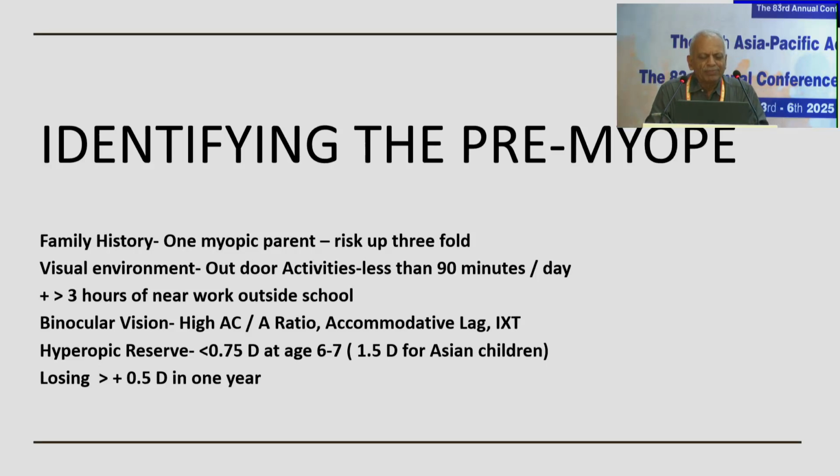Then there is the hyperopic reserve. A person with plus 0.75 diopter hyperopia at the age of 6-7 is less likely to go into myopia as compared to a person with less hyperopia, and in Asian children about plus 1.5 is taken as this hyperopic reserve. So we need to have more reserve as compared to the Western population. Then if you are losing more than 0.5 diopter of hyperopia in 1 year, that is again a risk factor. So all these have to be taken into consideration.